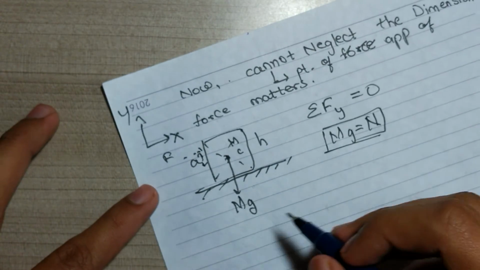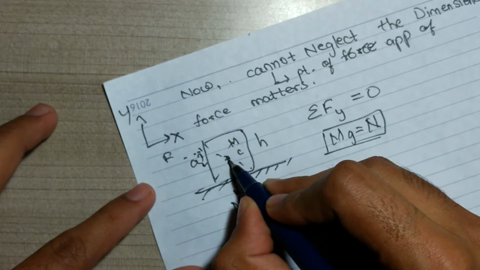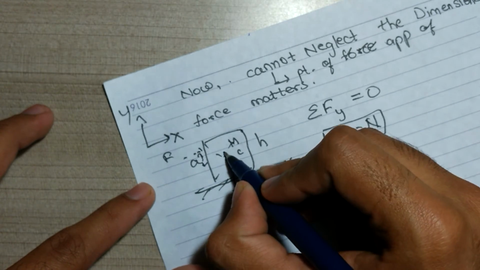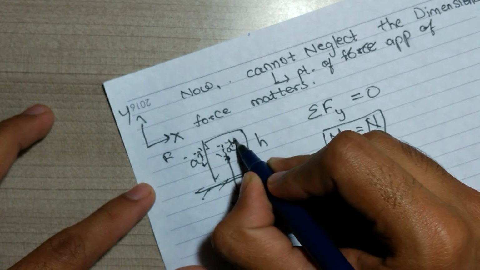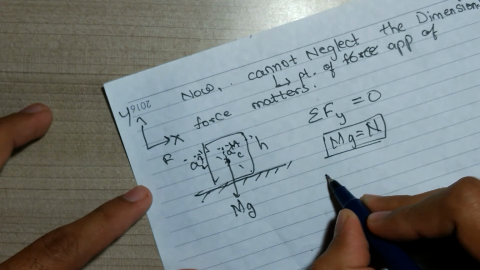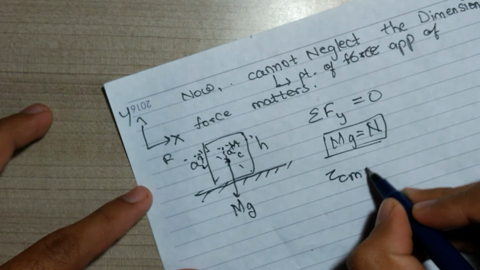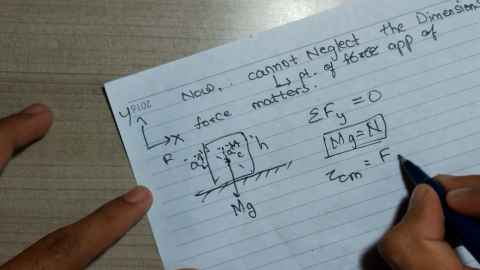The reason is, now talking about the torque about the center of mass, we can say that this perpendicular distance is a. This is the line of action of force. We can say that torque about center of mass is nothing but F into a.